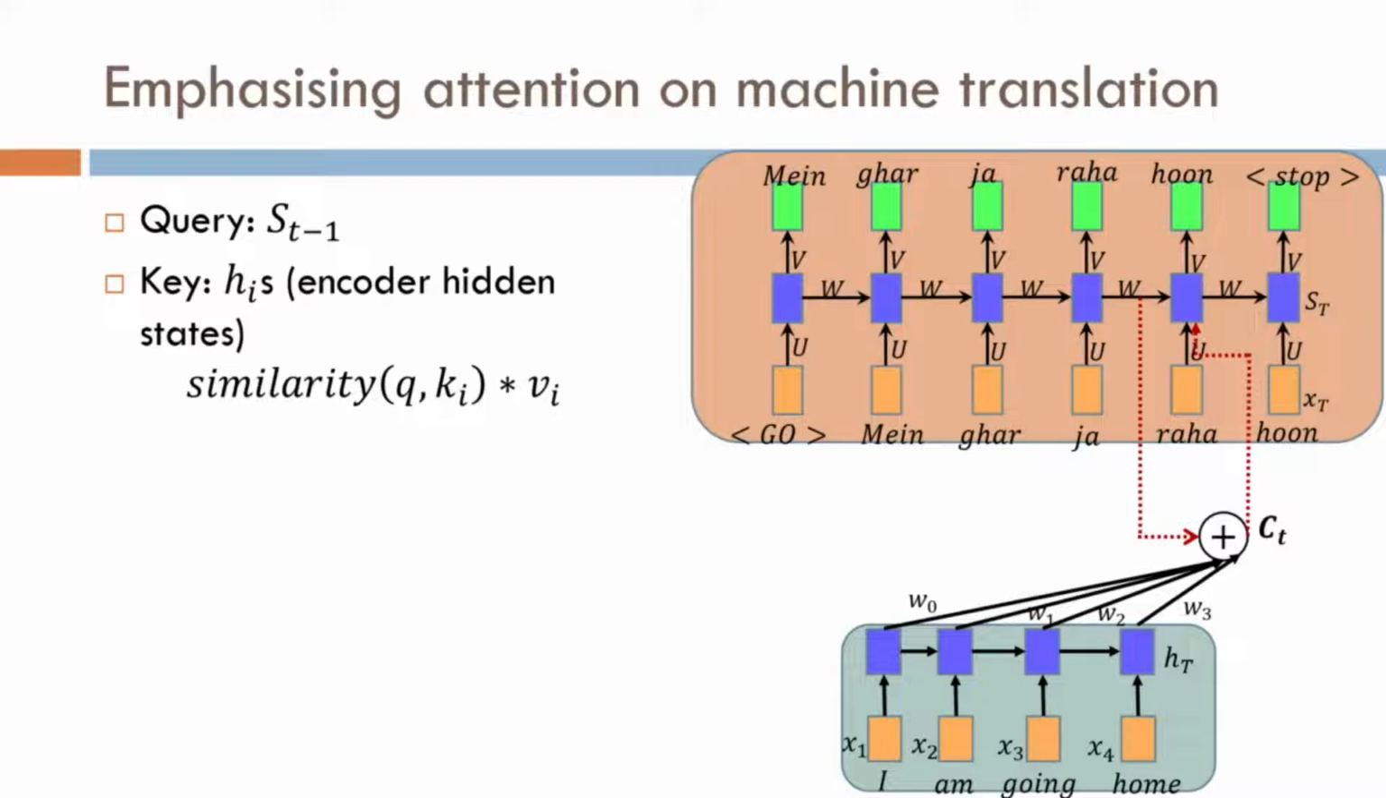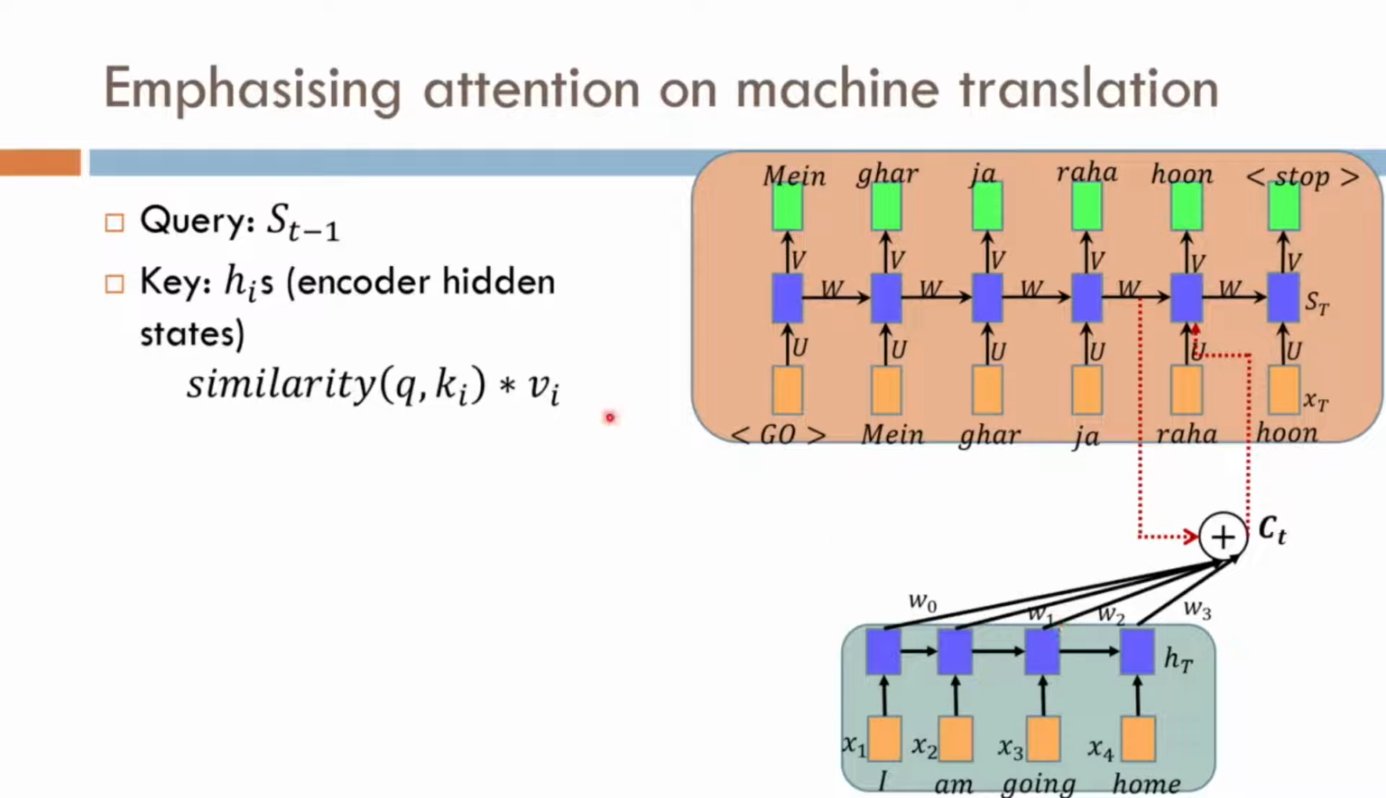It gives as input the previous hidden state, which is st minus 1. That is, it is giving the previous hidden state st minus 1 as a query, and based on that it wants as output the relative attention scores to be paid to the individual input words. That is, relative attention to be paid to the hidden states of the encoder.